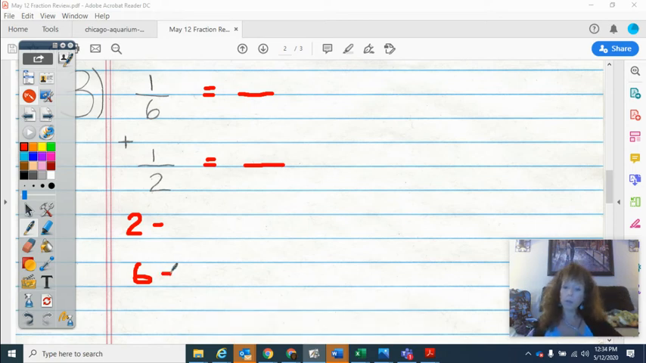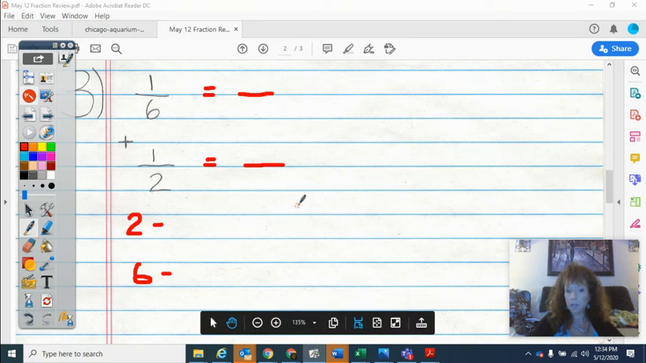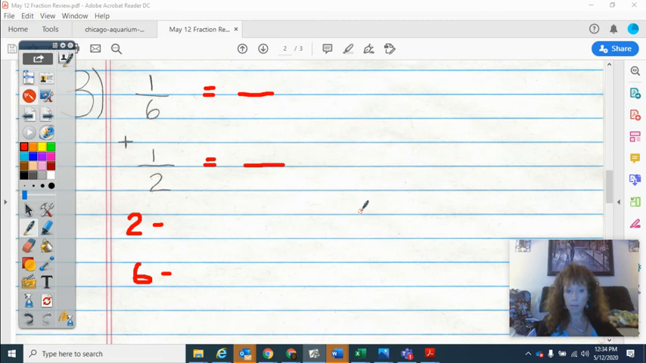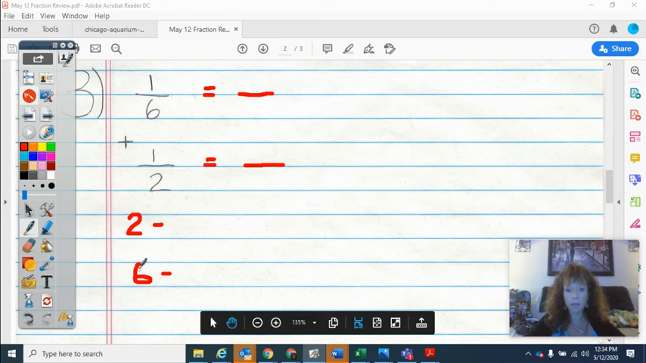And when you're really good with your multiplication facts, you may not need to do this step. You may already know the lowest common multiple, the lowest common denominator to use. You may know that because you know your multiplication facts. But if you don't, there's a way to figure it out. We list the multiples of 2 and the multiples of 6. Well, how do I find a multiple?